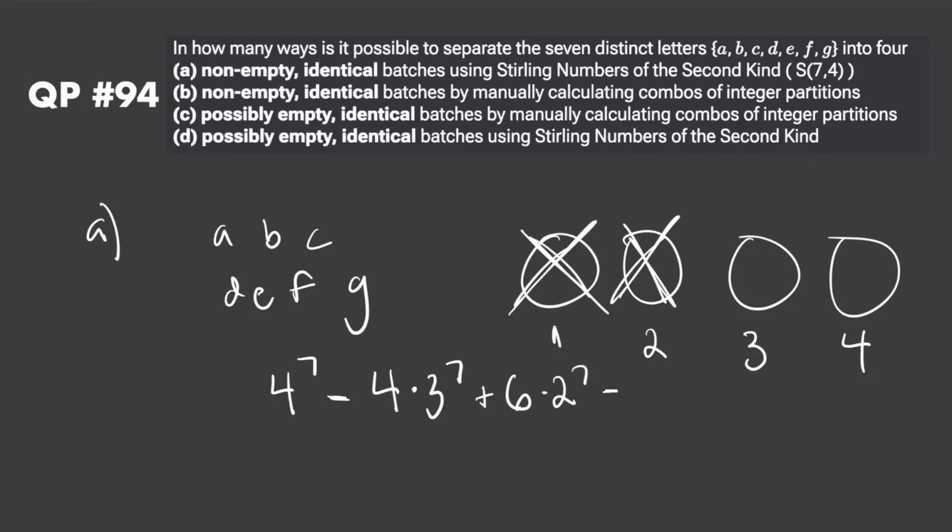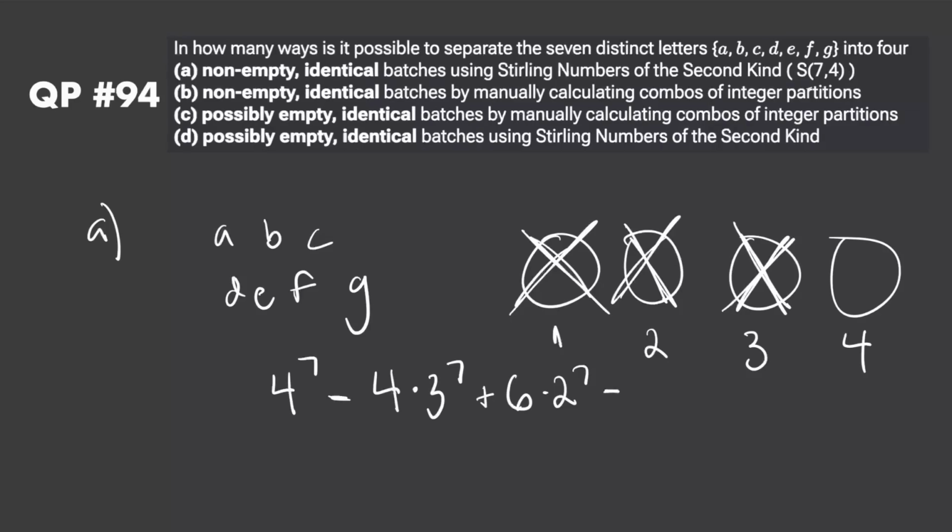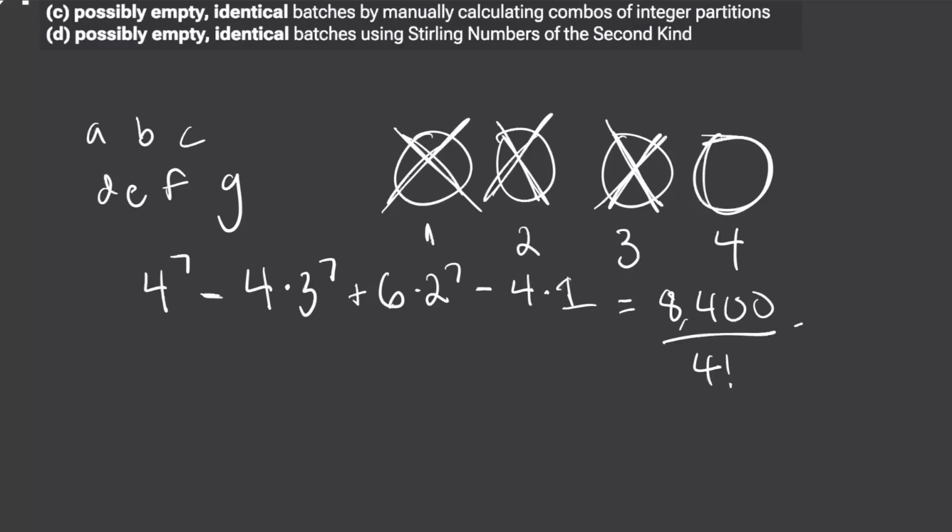And then finally, I subtract off my 3 empty cases, and there's only one way to put all 7 in one, obviously, and there's 4 choose 3 equals 4 ways to choose my 3 empty ones, so 4 times 1 here. This gives me 8,400. Now I need to remove the distinctness, so I can divide by 4 factorial because there's 4 factorial ways to permute these. I'm overcounting by a factor of 4 factorial in this number. So this is going to give me 350, and that's going to be my answer for part A.